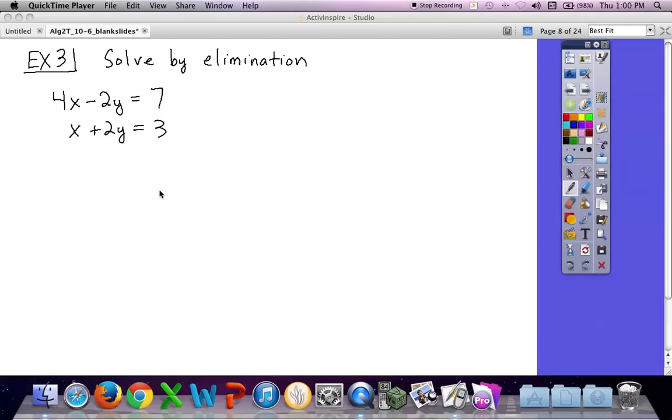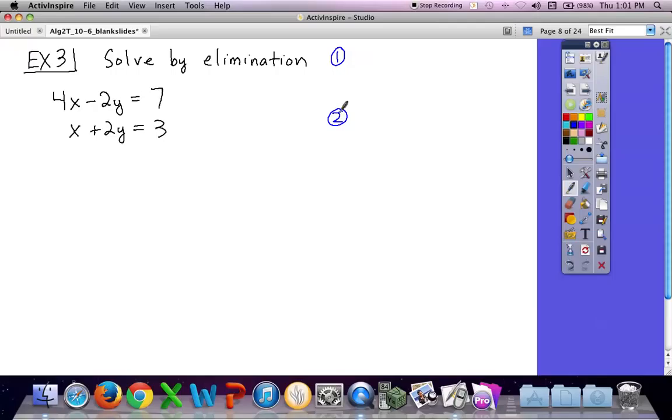Solving by elimination. Okay, elimination. Elimination has a first step that's not always required, and it's not required here. So I'm going to leave it blank for now, but we'll see when it comes into play later.